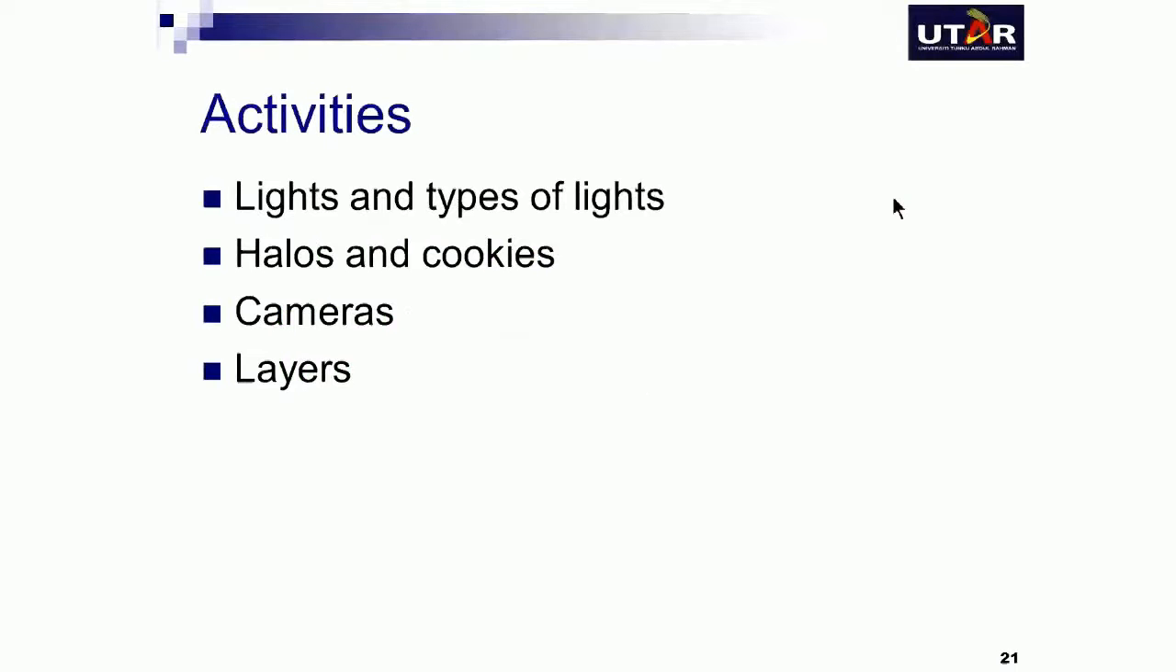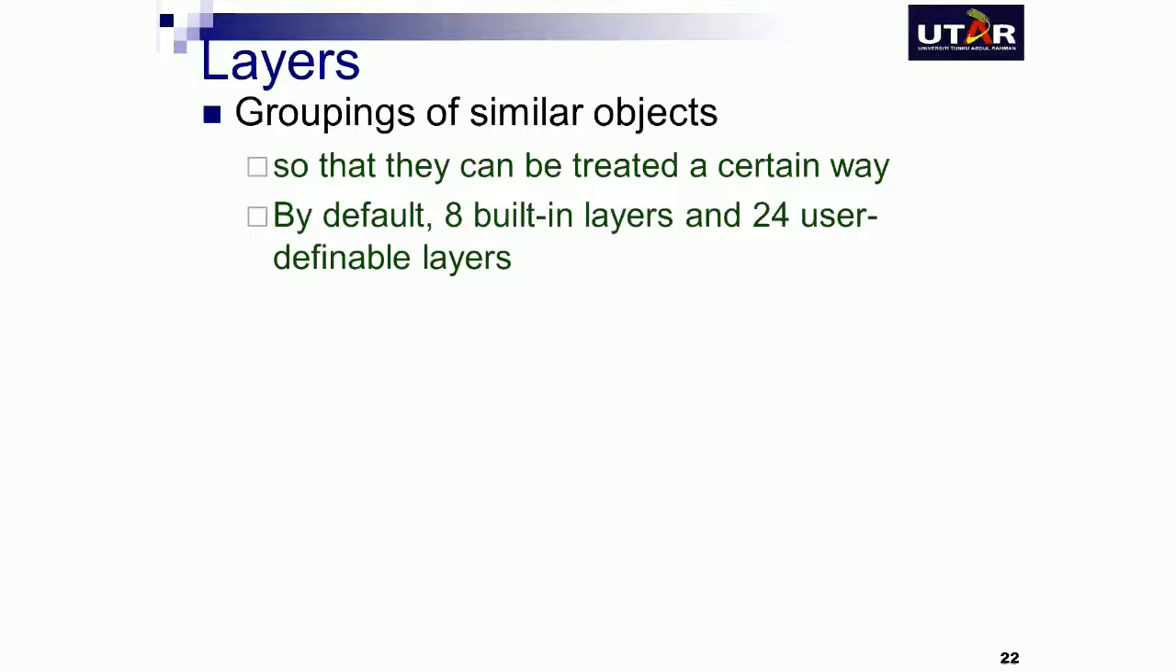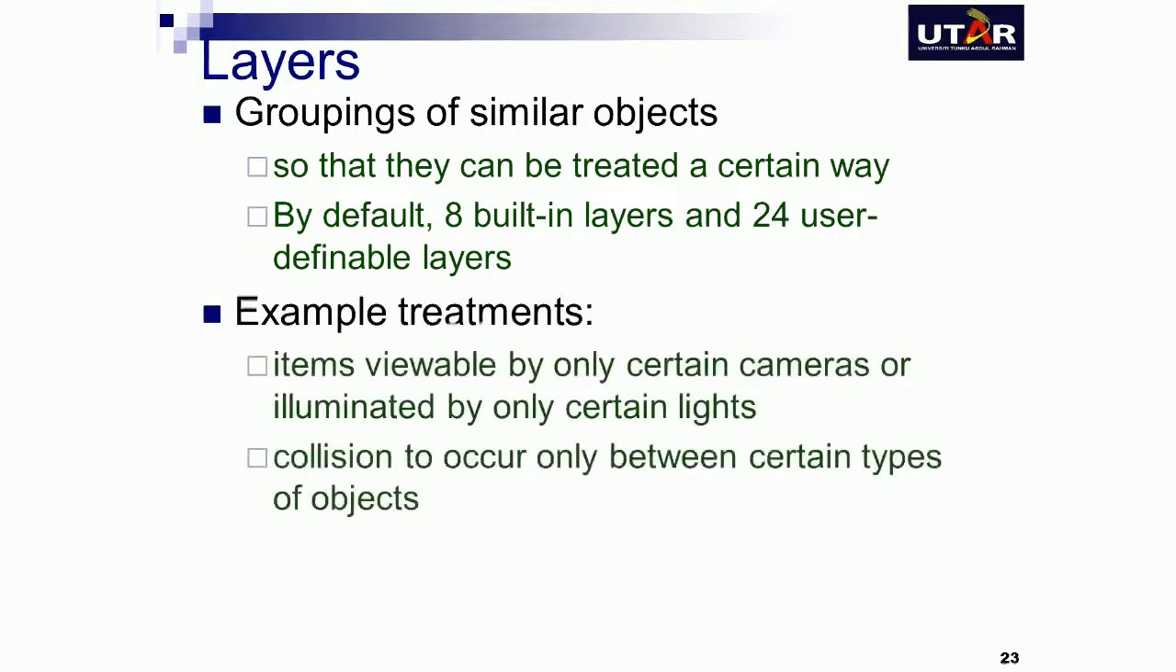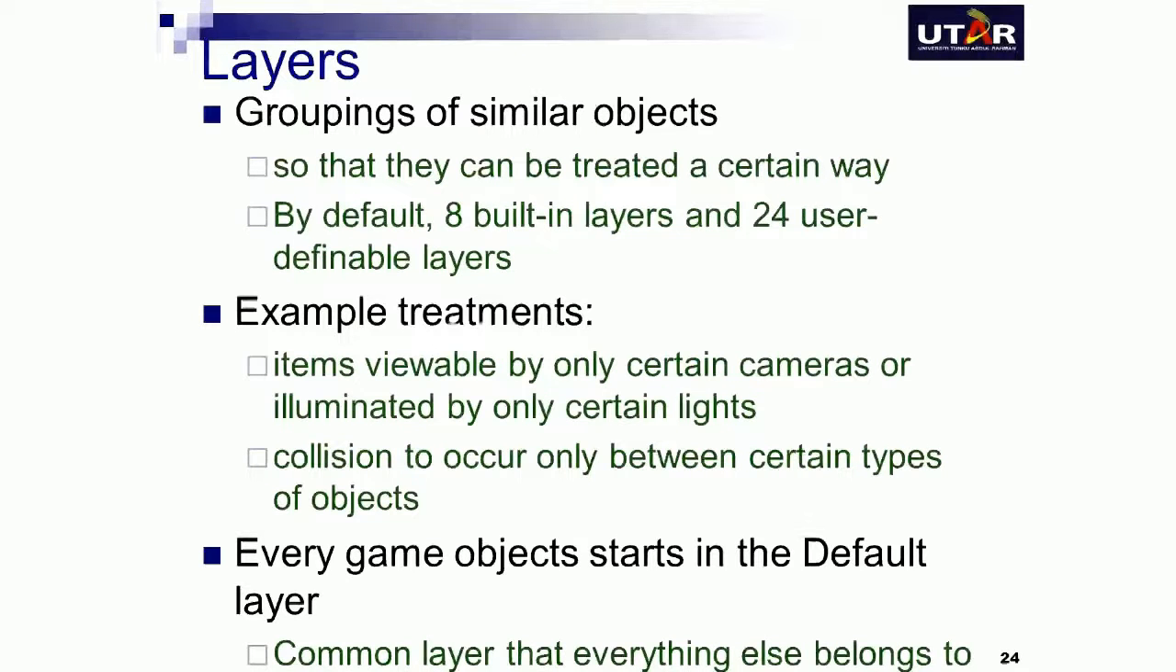So the last part of this lab, we're going to look at layers and what layers are used for. Layers are groupings of similar objects so that they can all be treated in a uniform way. By default, there are 8 built-in layers and there are 24 user-definable layers. Example treatments that we can apply to objects: we can make items viewable by only certain cameras or illuminated by only certain lights, and we can set it so that collisions only occur between certain types of objects within certain layers. Now, all game objects start in the default layer, which is a common layer that every other game object in the scene belongs to by default.